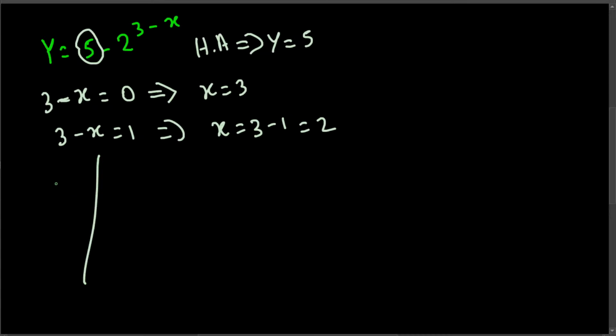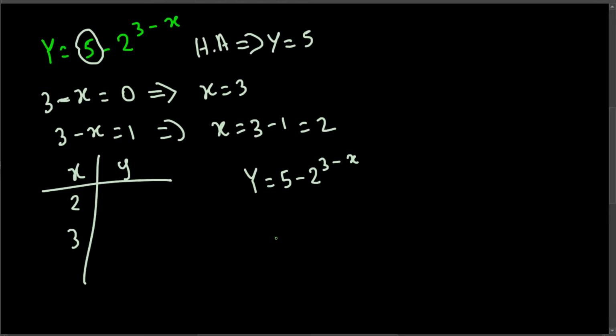Now let's go ahead and create an xy table. In the xy table we put these points of interest, like x is 2 and then x is 3. Now we have to find out the y value for these 2 points. To find the y value, we plug it in this given function, that is y is equal to 5 minus 2 power 3 minus x.